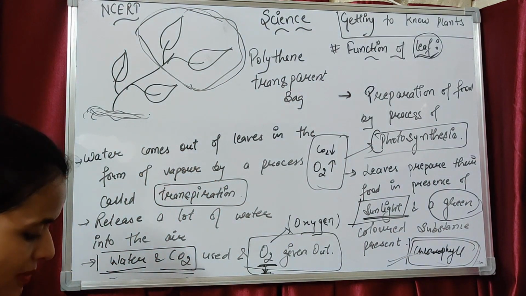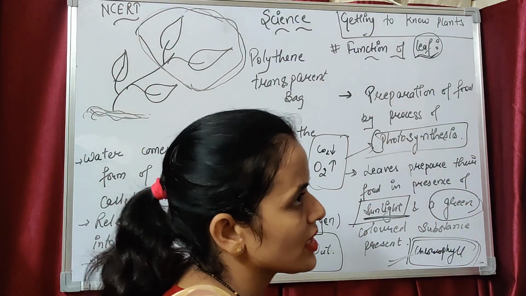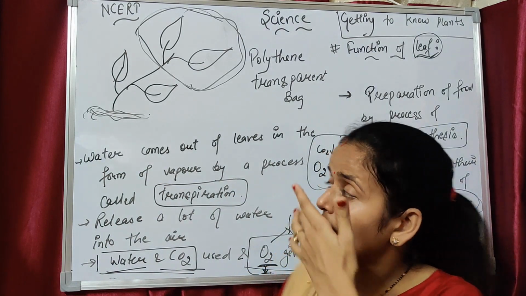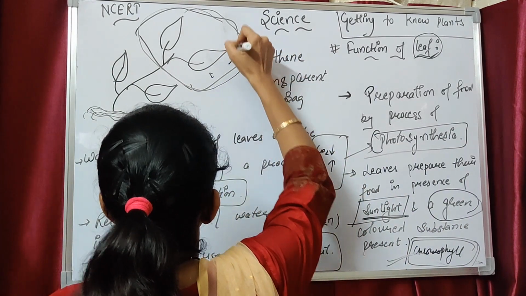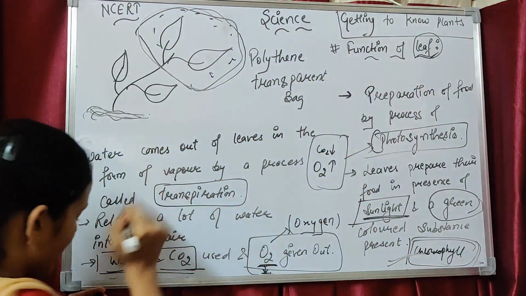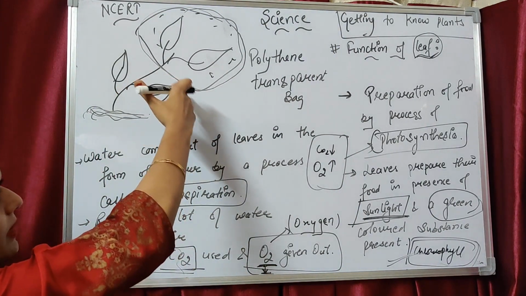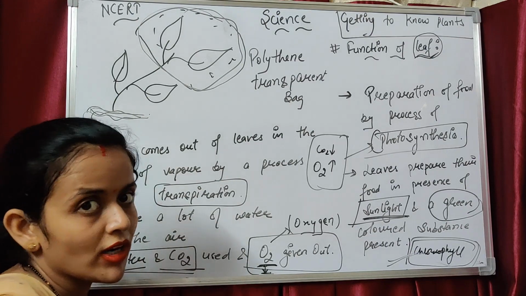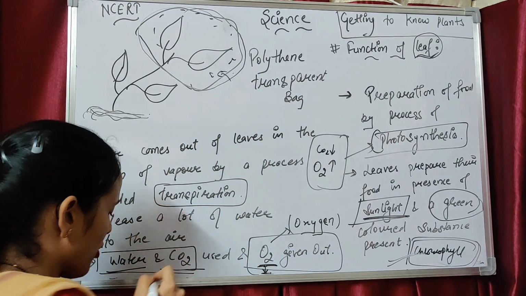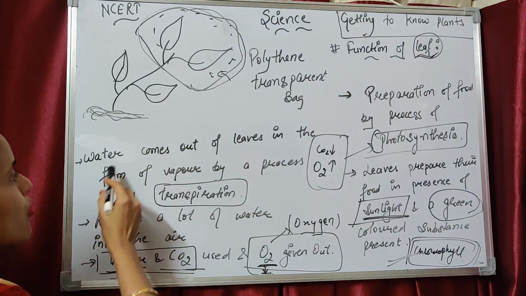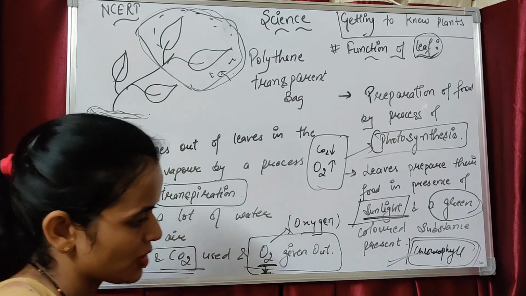After some time you will see some water droplets present inside the poly bag, like here. From where does the water come, because you tightly packed the poly bag around the leaves? This process of water vapor coming out inside the poly bag is known as transpiration. Water comes out of leaves in the form of vapor by a process called transpiration.